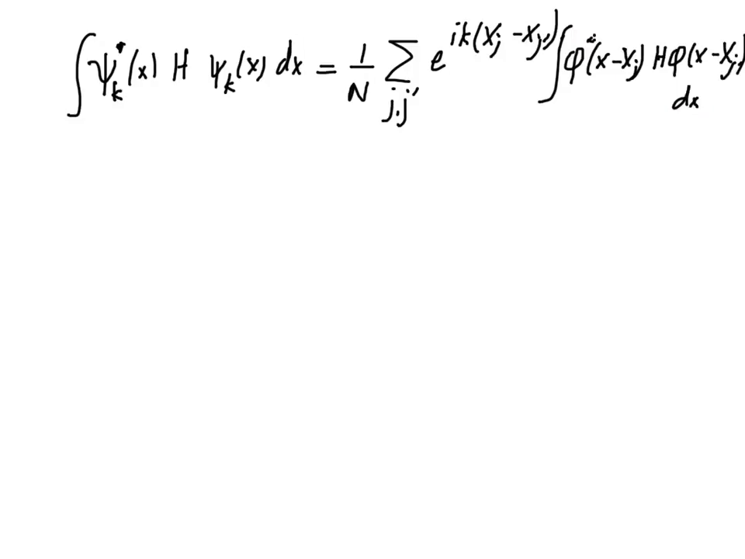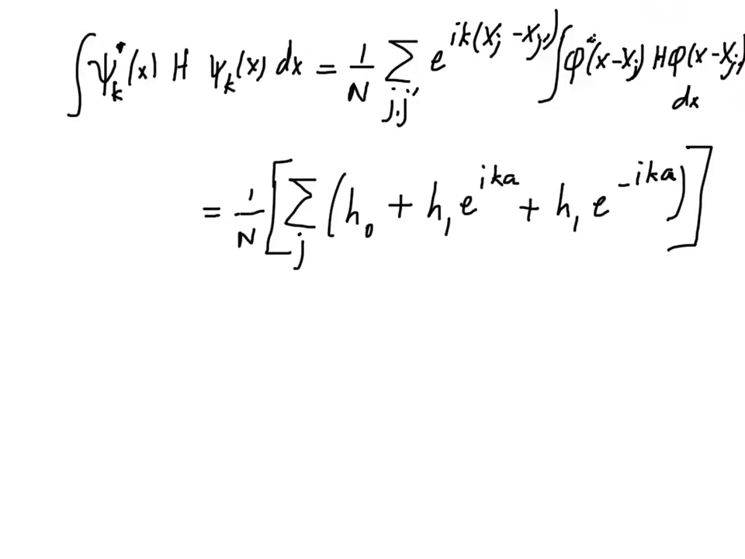So there are only three choices of j and j prime for which this integral will be non-zero. So there are going to be only three terms at the very end of the day. Okay, so let's write those three terms down. So there it is. Let us step through this carefully.